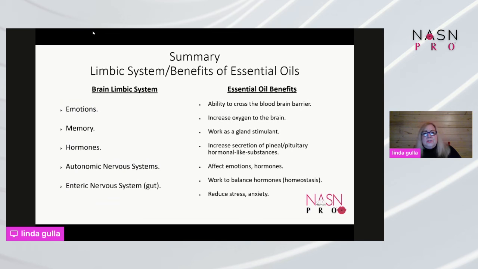So vitamin C, Ester-C, is a supplement that goes through the blood-brain barrier. These are things that we want to go through the blood-brain barrier, and essential oils are one of them. They also increase oxygen to the brain and work as a gland stimulant. They increase secretion of pineal and pituitary hormone-like substances. They also affect emotions and hormones and work to balance our hormones, which is homeostasis. Essential oils can also be used to reduce stress and anxiety.